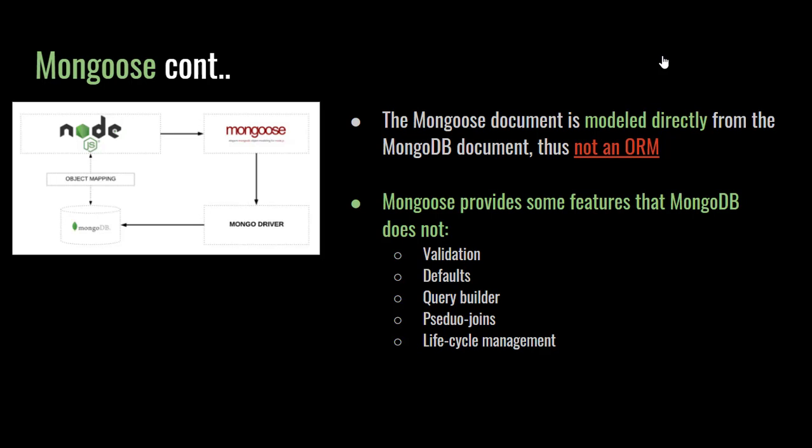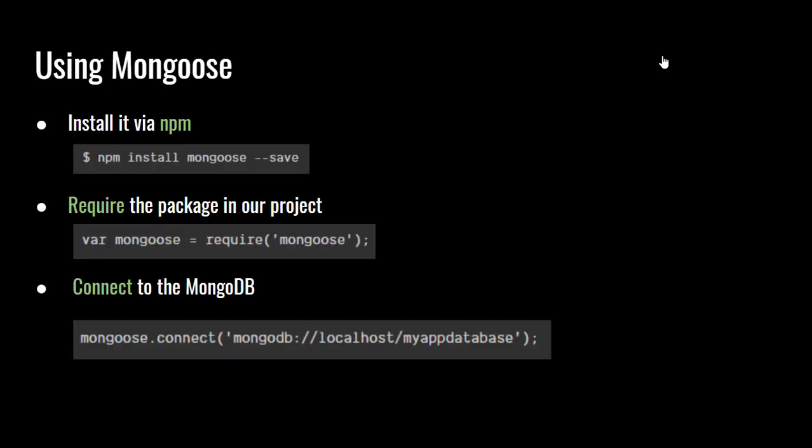Lifecycle management is really great. If you do a pre-hook and a post-hook after saving, you can tie into those and do a bunch of stuff. Using it is really easy. You do npm install mongoose --save, and require it into your project, and then you connect to your local MongoDB on localhost, or you can use some cloud server like MongoDB Atlas, and you can get the connection string there.